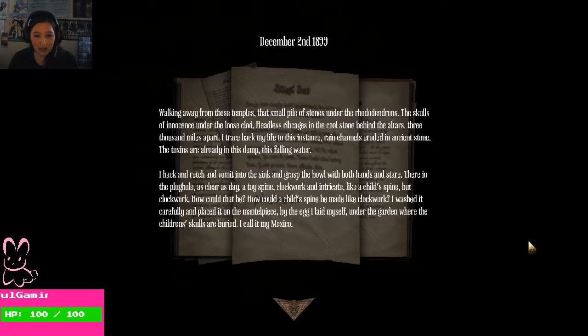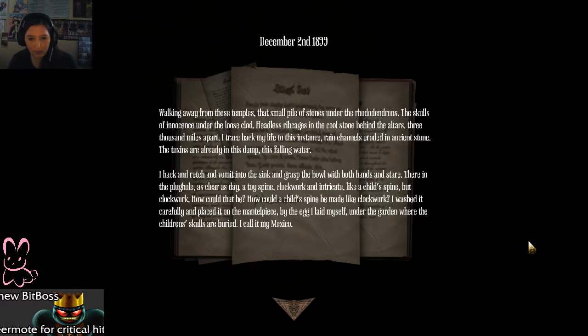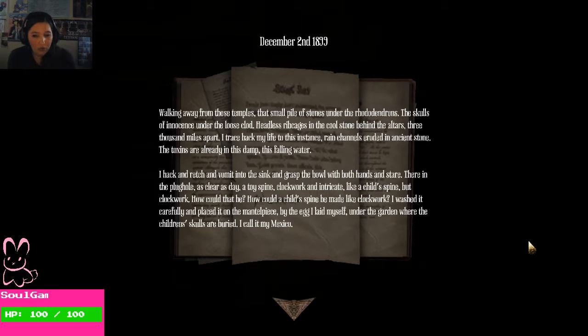December 2nd, 1899. Walking away from those temples, that small pile of stones under the rhododendrons. There's nothing in there. The skulls of innocents under the loose clod. Headless rib cages in the cool stone behind the altars, 3,000 miles apart. I trace back my life to this instance. Rain channels eroded into ancient stone. The toxins are already in this damp, this falling water. I hack and retch and vomit in the sink, and grasp the bowl with both hands and stare. There, in the plug hole, as clear as day, a toy spine, clockwork and intricate, like a child's spine, but clockwork. How could that be?